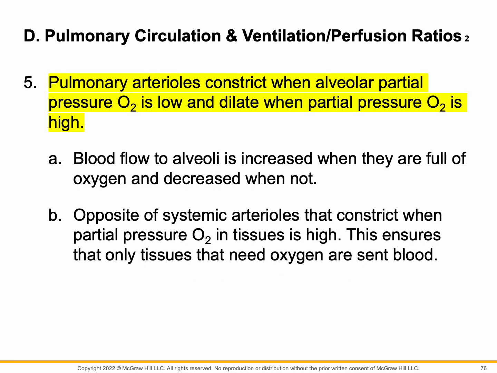It's important to note that the pulmonary arterioles constrict when alveolar partial pressure of oxygen is low, and they dilate when the partial pressure of oxygen is high. Blood flow to the alveoli is increased when they're full of oxygen and decreased when they're not. And this is opposite to systemic arterioles that constrict when the partial pressure of oxygen in the tissues is high, and this ensures that only tissues that need the oxygen are sent the blood.